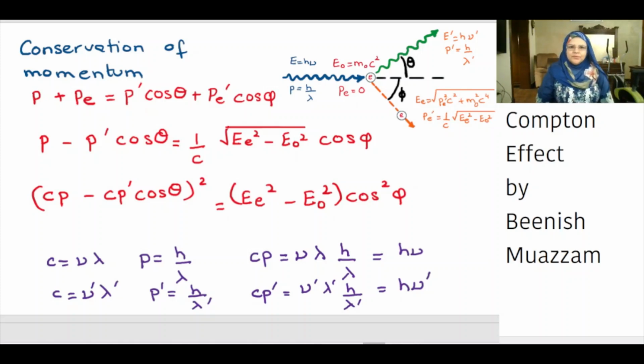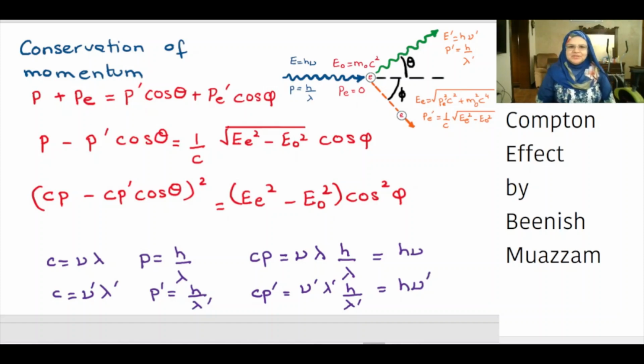P prime is the momentum of the scattered photon. Theta is the angle between the scattered photon and the incident photon. Pe prime is the momentum of the scattered electron. Phi is the angle between the scattered electron and the incident photon. Initial momentum of the electron Pe is equal to 0 since the electron is at rest. We will rearrange the equations and then we will square it.